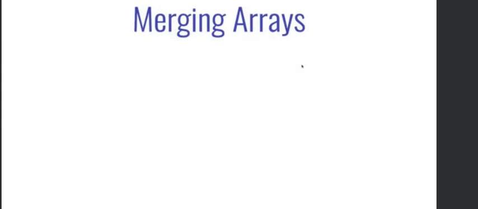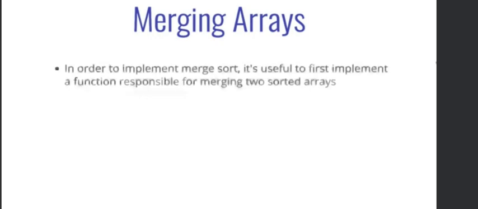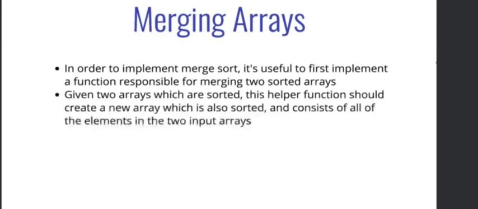This part's, well, personally, I always hate saying something's hard or easy, but I think the logic for this one makes sense. So we'll walk through it, though. I have pseudocode. So I jumped the gun on my slides. Yes, it's useful to first implement a function responsible for merging 2 sorted arrays. Given 2 sorted arrays, the helper function should create a new one, which is also sorted. And yeah, it's important. It needs to consist of all the elements in the 2 input arrays.